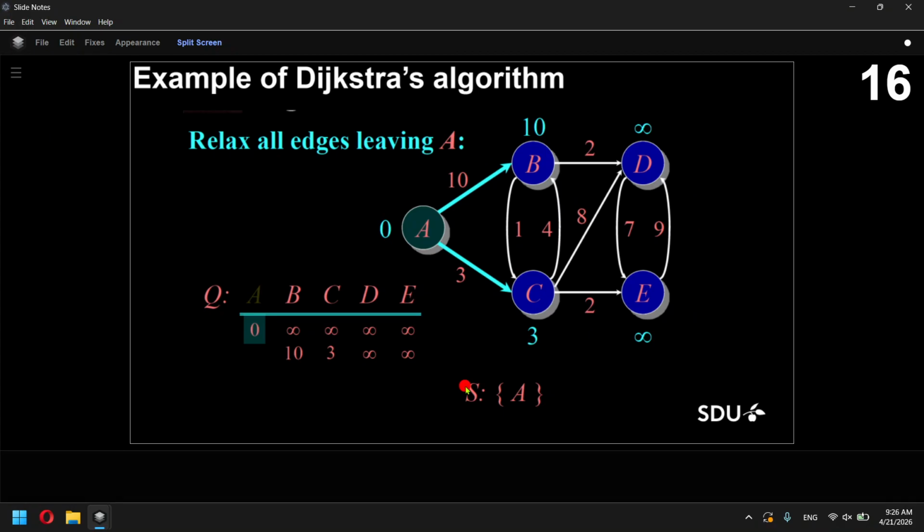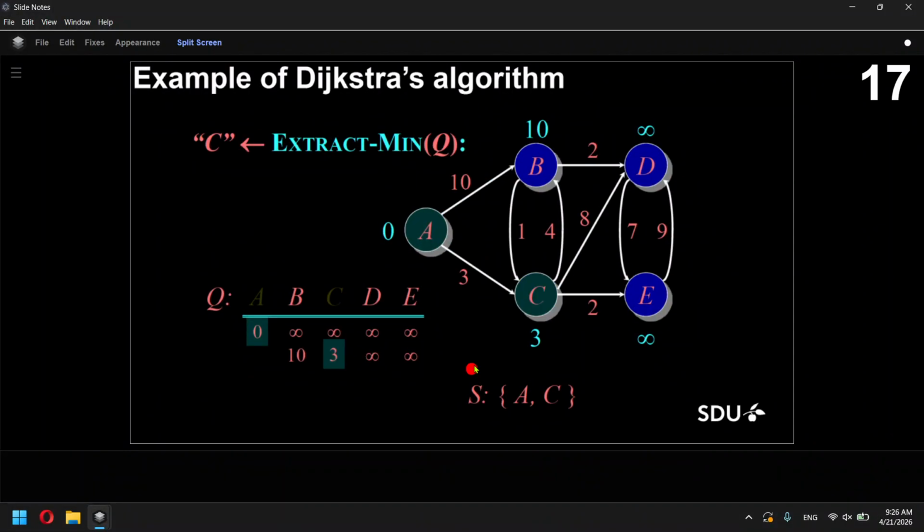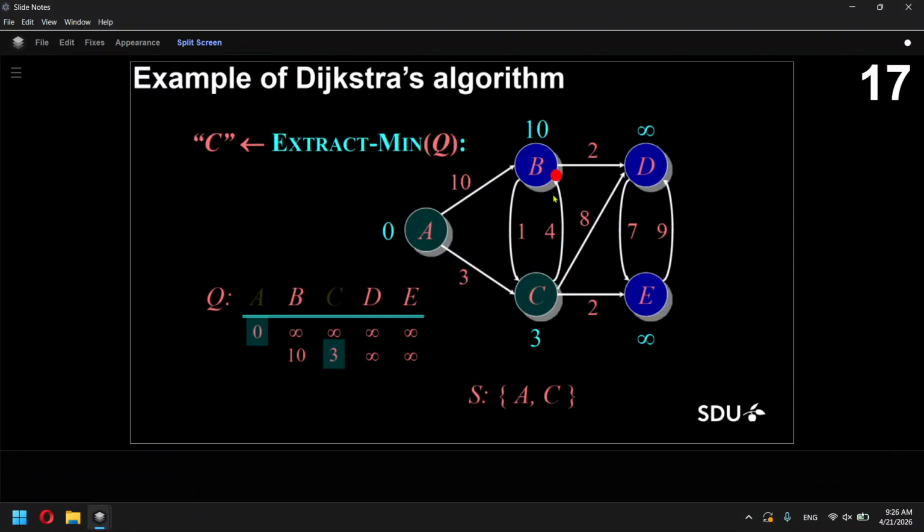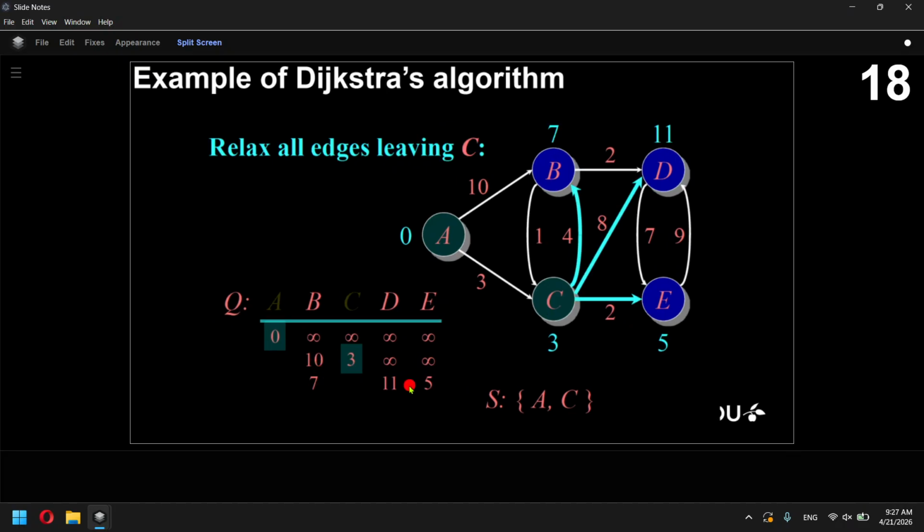Next, I will get the minimum from the Q. What is the minimum? It is C. Okay, we start from C, get it out. What are the neighbors for C, or the adjacent? Okay, from C, I can go to B, I can go to D, and I can go to E. These are all adjacent. Then I need to update their distance. So from C to B, I can go with 4, and it's initially 3, then 7. Then I will update B to 7. Okay, and also D and E. This will be 8 because it's initially infinity. 8 is less than infinity, and 2 is less than infinity. So this will be 7, 11, 5.